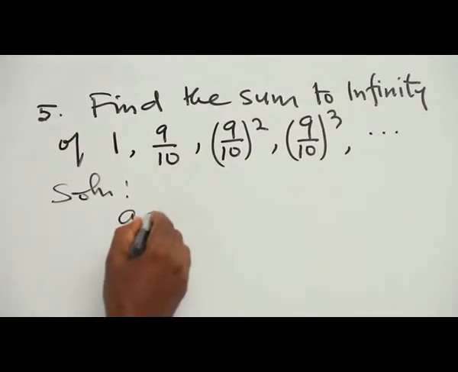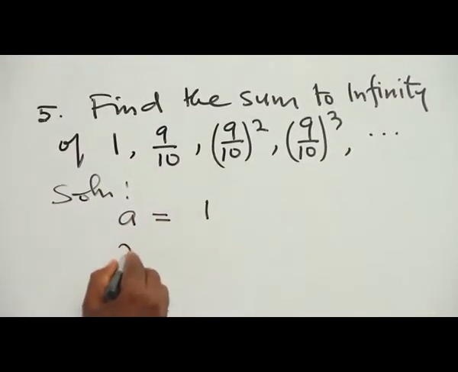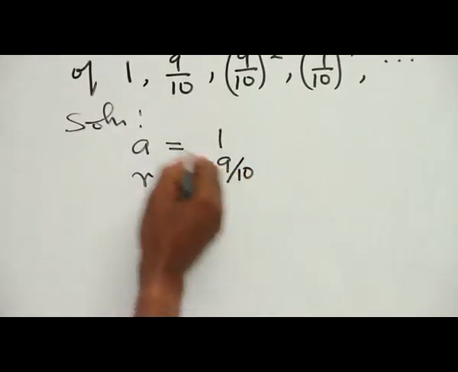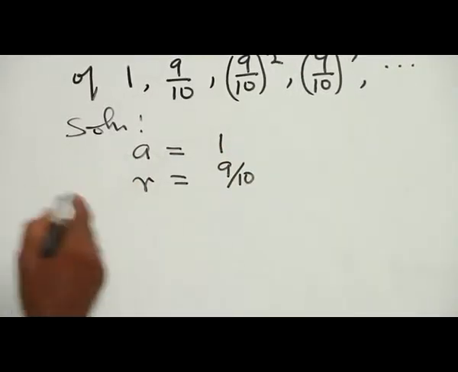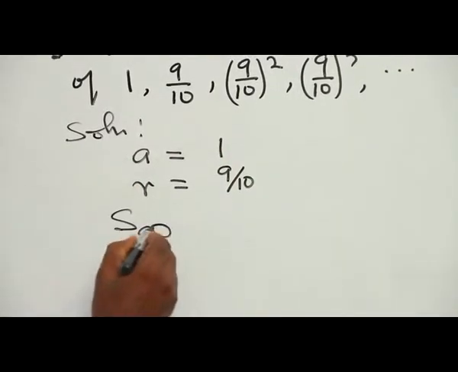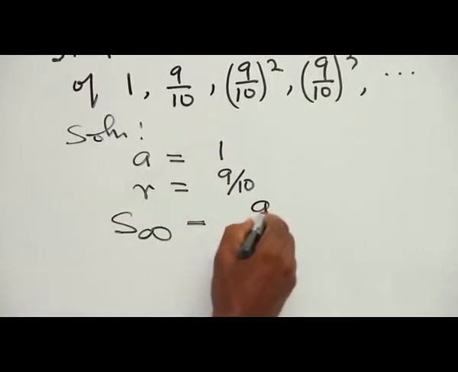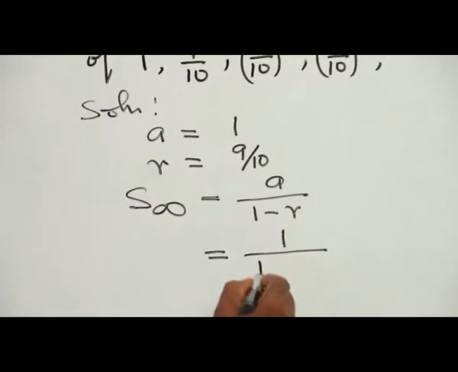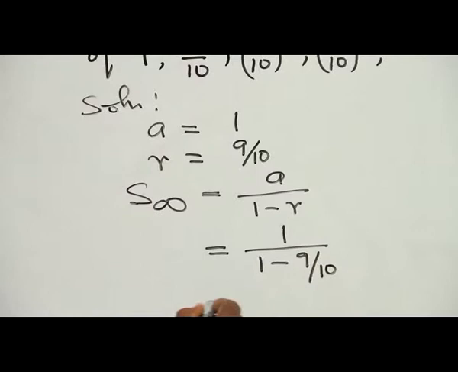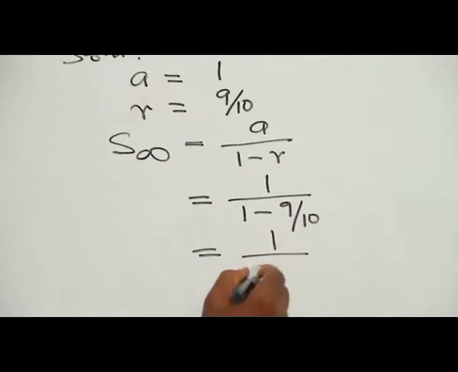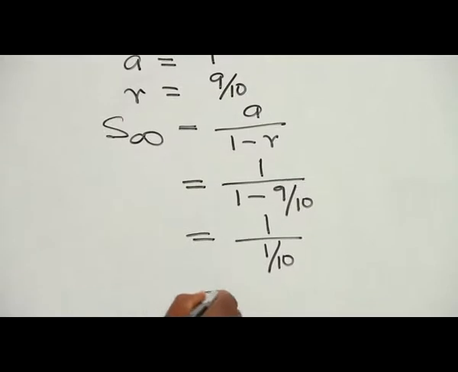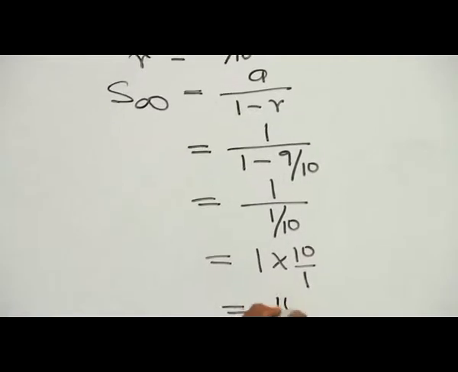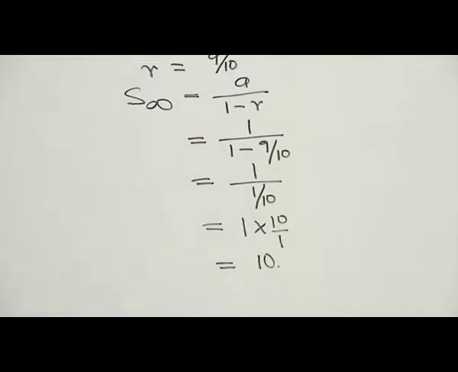And so we first of all find our A is 1. Then we also find our R here is 9 over 10 divided by 1, which will remain as 9 over 10. So the sum to infinity will be equal to our A all over 1 minus R, and that becomes 1 all over 1 minus 9 over 10. This is equal to 1 all over 1 over 10. And the result is 1 times 10 over 1. And the final solution is 10. So the sum to infinity is equal to 10.